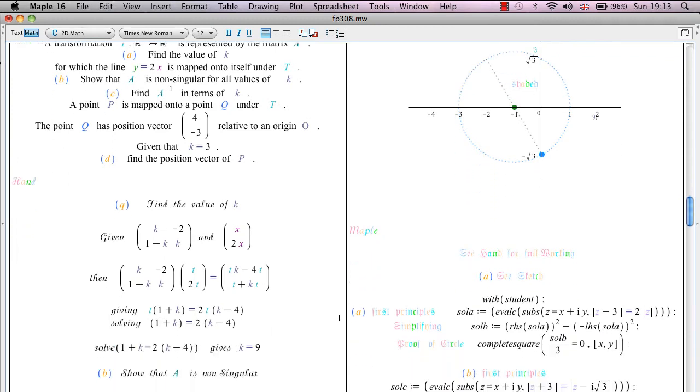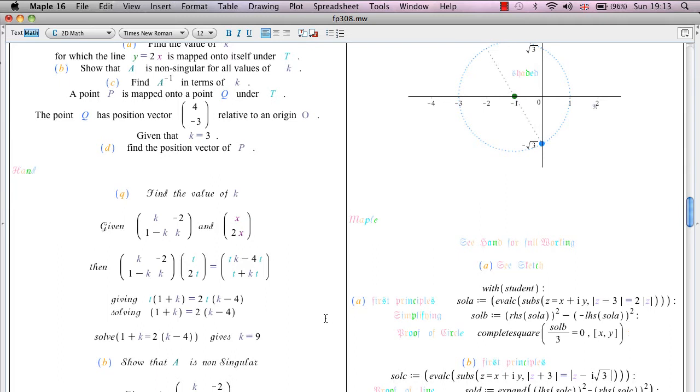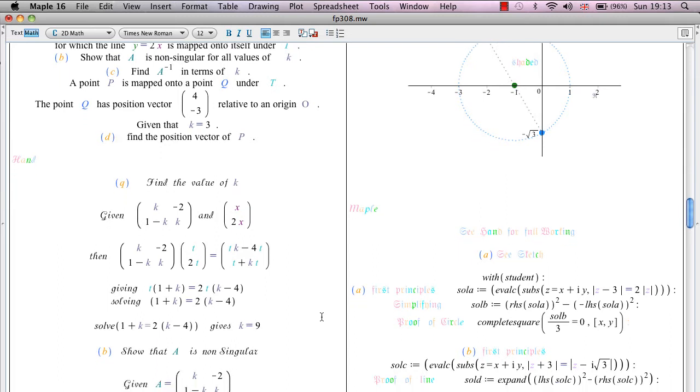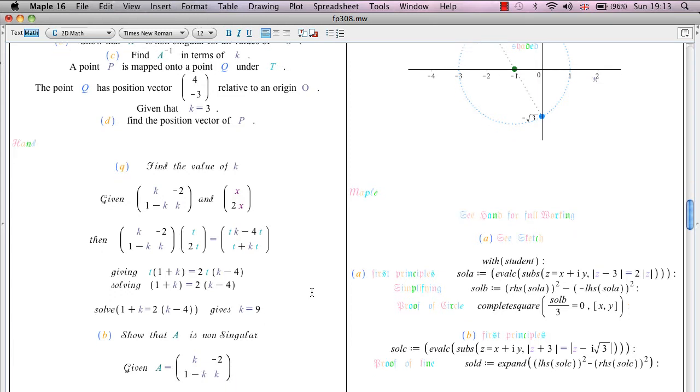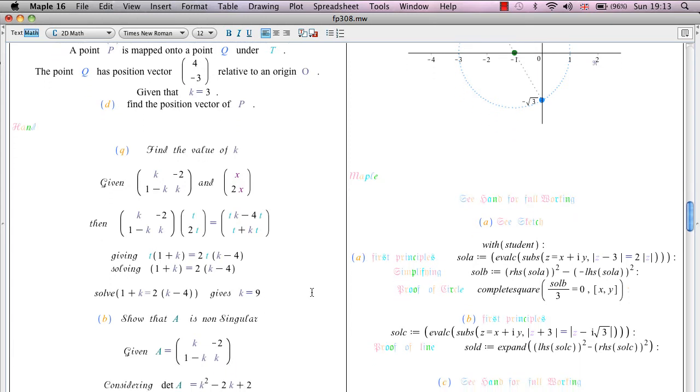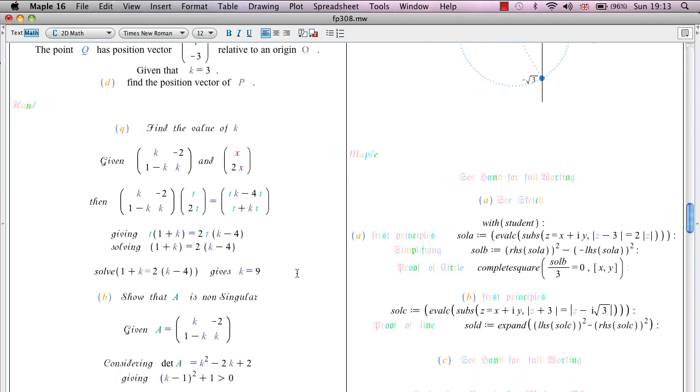So for part A, T maps y equals 2x. So applying A to (t, 2t) gives (tk minus 4t, t plus kt). And considering the line is mapped onto itself, then t(1 plus k) will be equal to 2t(k minus 4). And solving this expression gives k equals 9.